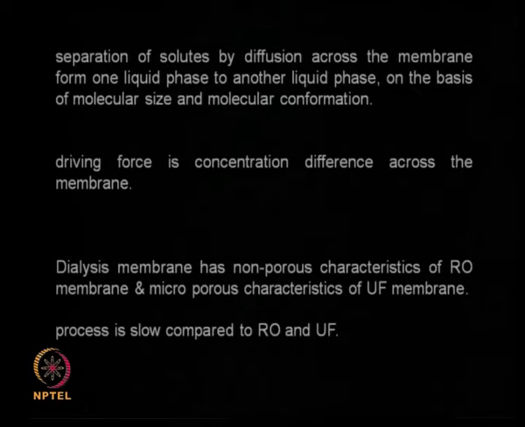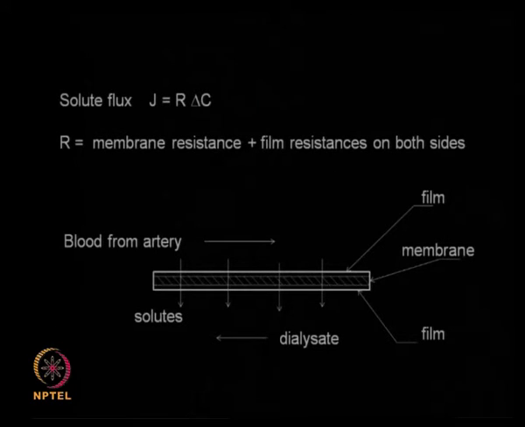One way is to increase the surface area, but you cannot increase the contact area too much because the flow gets disturbed. Okay. So what happens, there is a solute flux J which is equal to 1/R times delta C, where R is your resistance, delta C is your driving force, obvious, right. Now the resistances are manifold: resistance because of the membrane itself, resistance because of the film on the blood side, resistance because of the dialysate salts on the other side, agreed. So there are 3 resistances you need to consider. R is made up of 3 resistances.